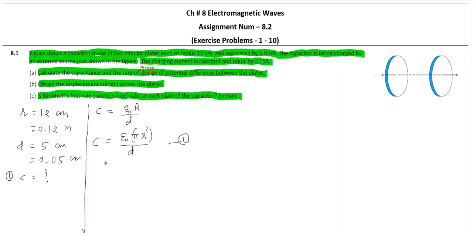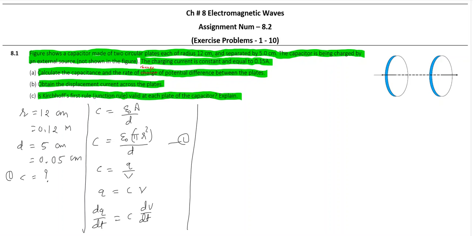Secondly, we know that C is equal to Q by V. When the capacitor is being charged, obviously the Q value is changing. So I can say that Q is C into V, and if Q is changing, dQ by dt is C dV by dt. Now, what is dQ by dt?